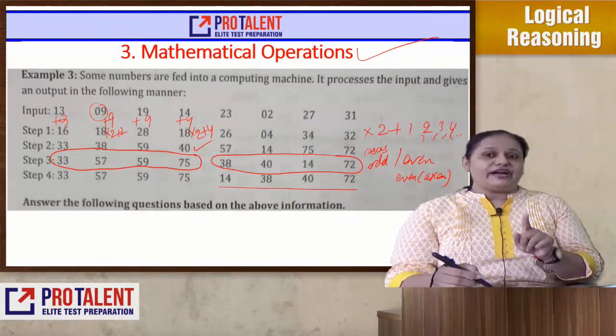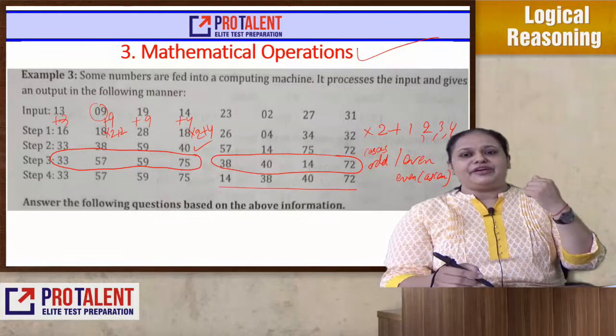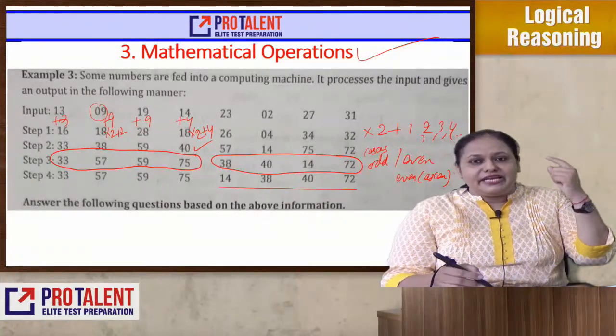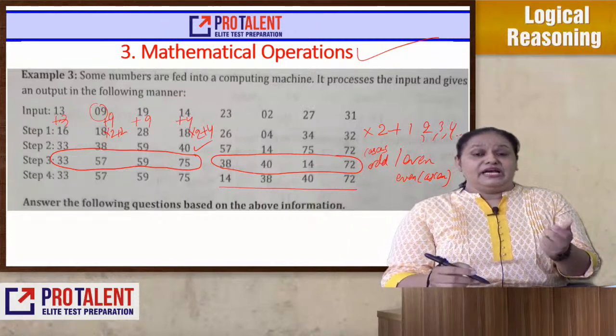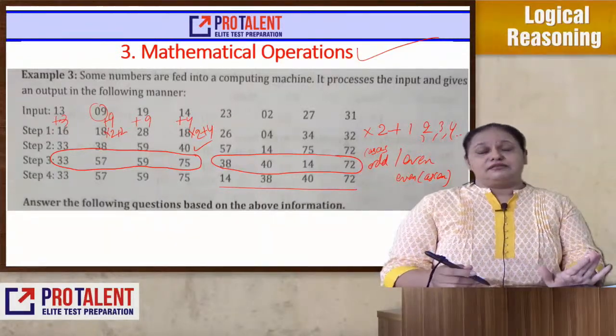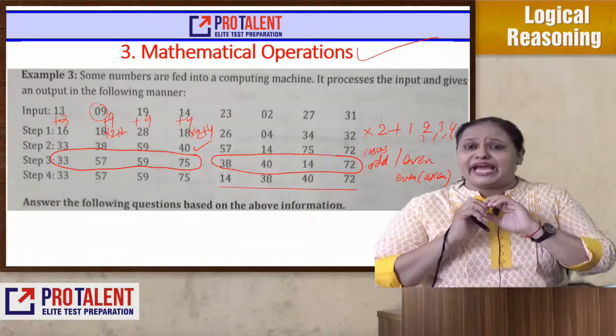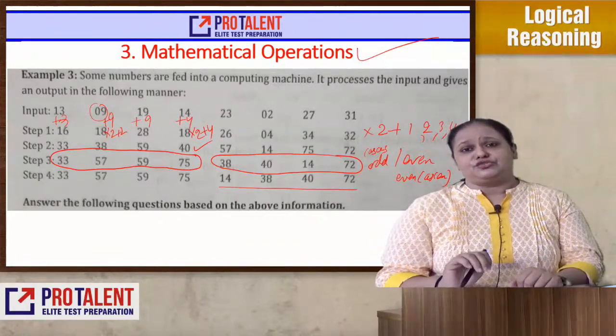Got it? So see what happened. Irrespective of the input, we came to the figure, the logic, odd or even. But see, in between a lot of process happened. And dear friends, there would be n number of mathematical operations, okay?